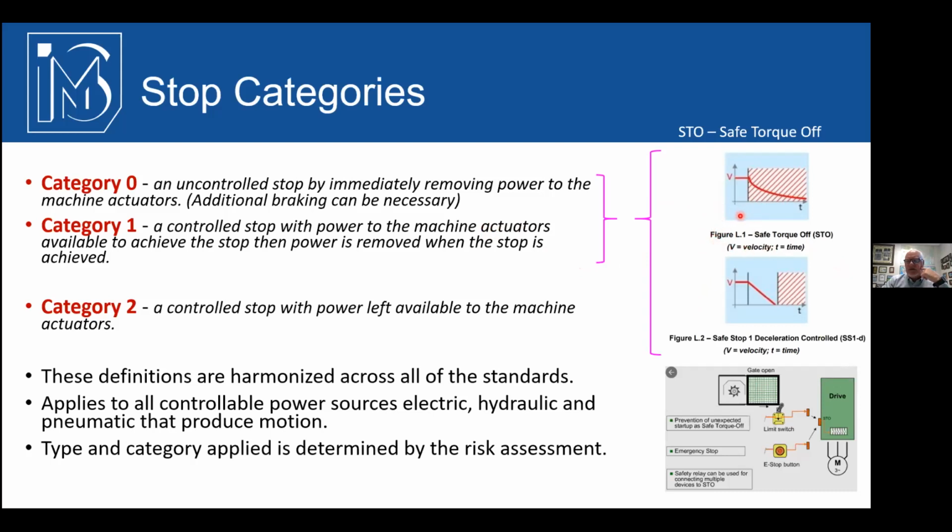In this category 0, you can see I'm going to totally isolate energy instantly, boom, and I'm probably going to coast to the stop. What brings it to the stop are the effects of the machine, be it friction or inertia, will bring that machine to a stop. Sometimes that's acceptable.